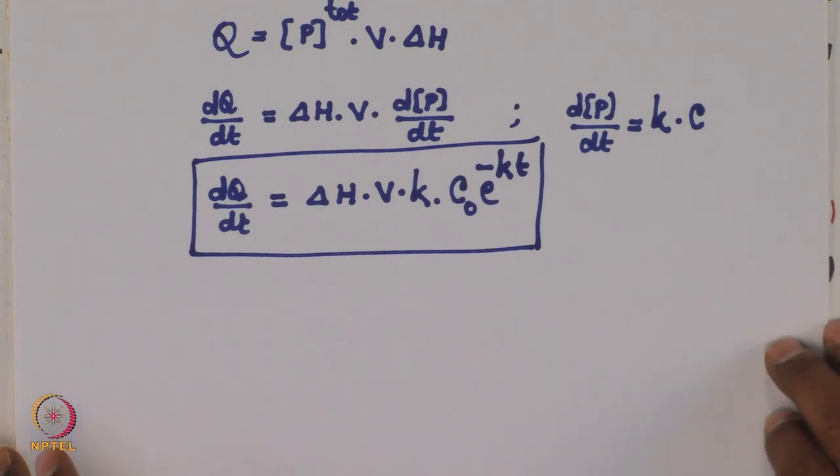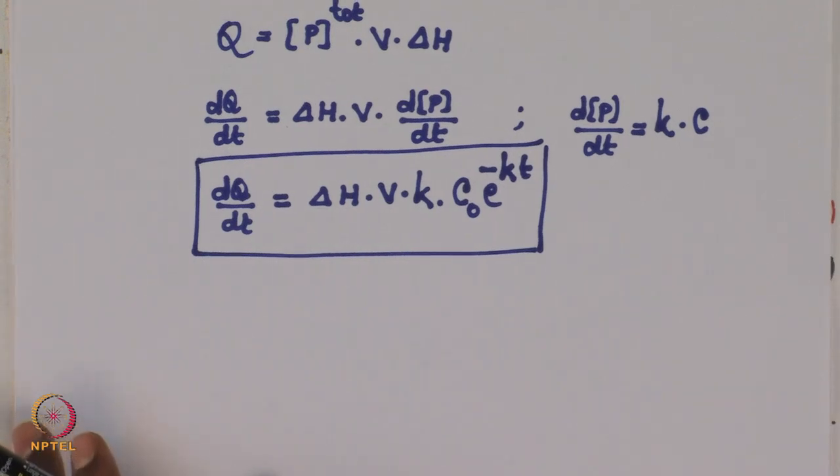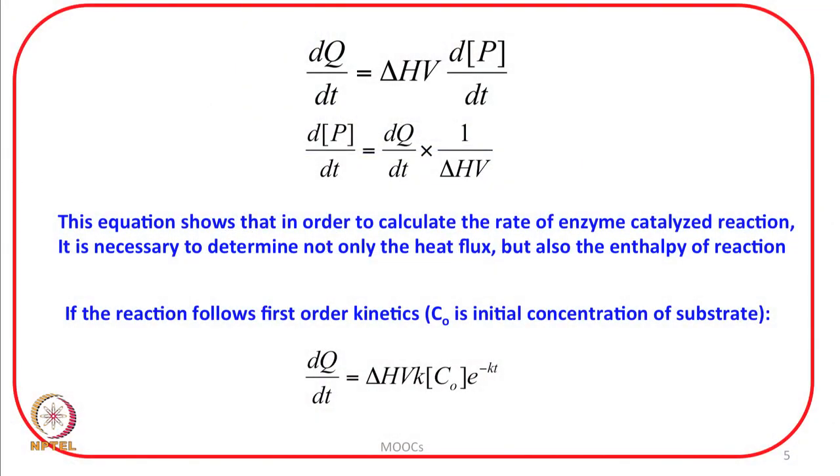Okay. Now, let us go back to the slide. That is what I just derived, that if the reaction follows first order kinetics, then C0 is the initial concentration of the substrate, and we can come up to this equation. That means, here if I am able to determine dq by dt, I should be able to get the rate constant for the reaction.